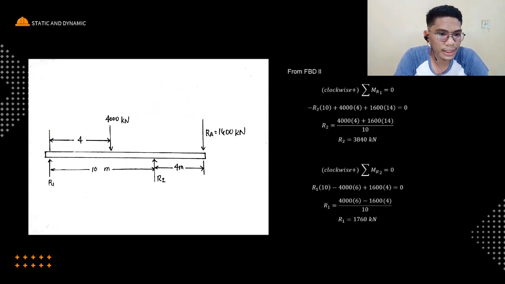So, isolate lang po ulit natin. So, R2 is equals to 4,000 multiplied by 4 plus 1,600 multiplied by 14 over 10. So, ang ating R2 po is 3,840 kilonewton.